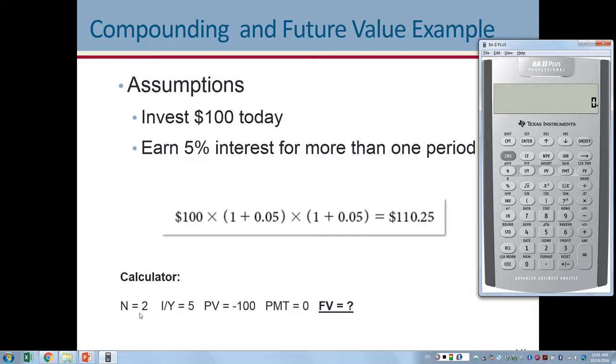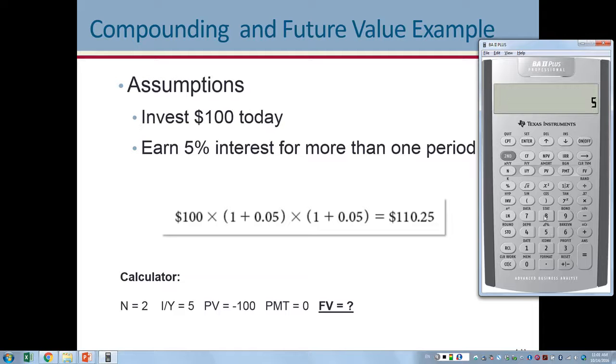Now, N is the number of periods. In this case, we're investing for 2 years, right? So we hit 2 and then we hit N. Sorry, not enter, N. Yes, I was thinking of other function. N. There you go. We know it's in because the equal sign shows up and this little triangle on top, right? So N.